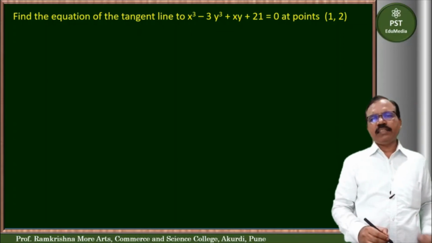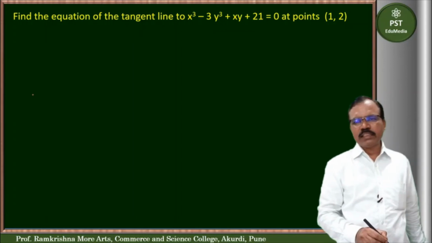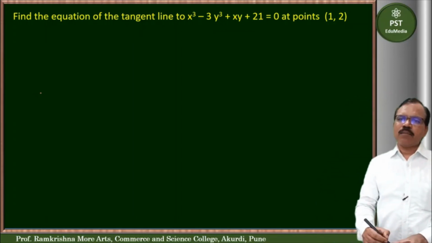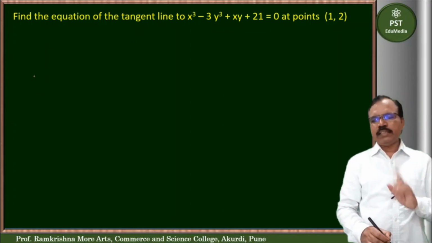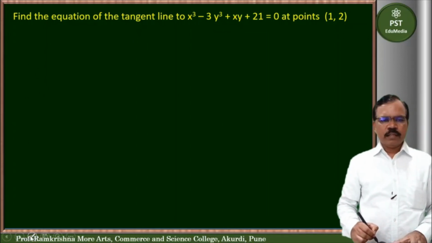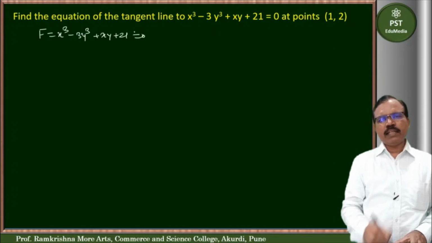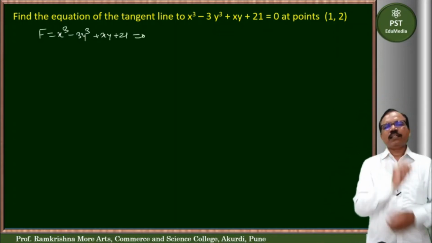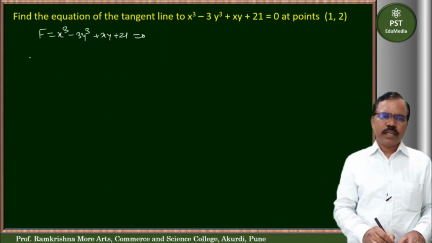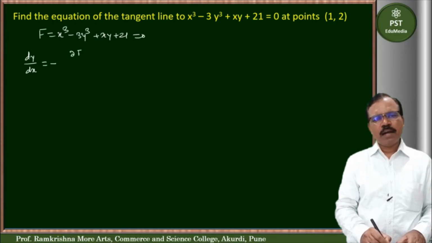Find the equation of the tangent line to x cube minus 3y cube plus xy plus 21 is equal to 0 at point 1, 2. That is, x is equal to 1 and y is equal to 2. Now here, the function is x cube minus 3y cube plus xy plus 21, and that is equal to 0. If we see the nature of the function, this is an implicit function. So we can find dy by dx. Dy by dx is equal to minus ∂f/∂x divided by ∂f/∂y.